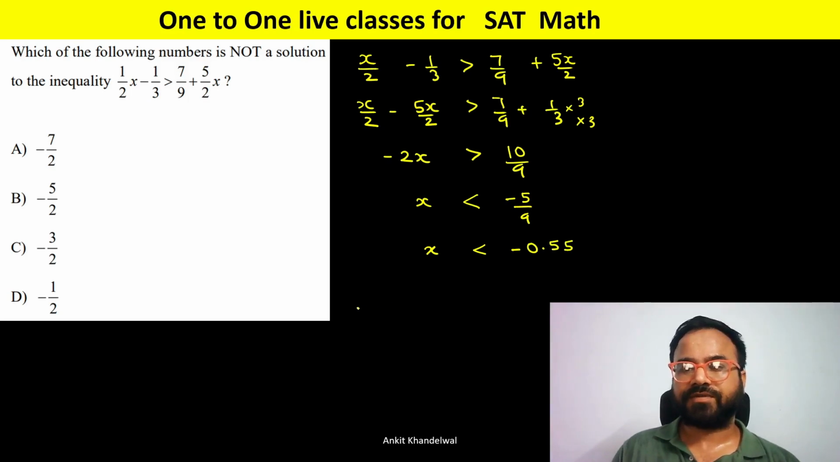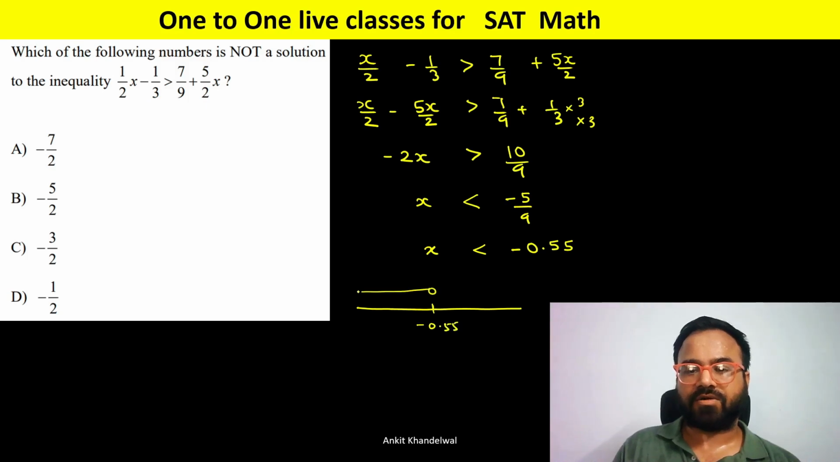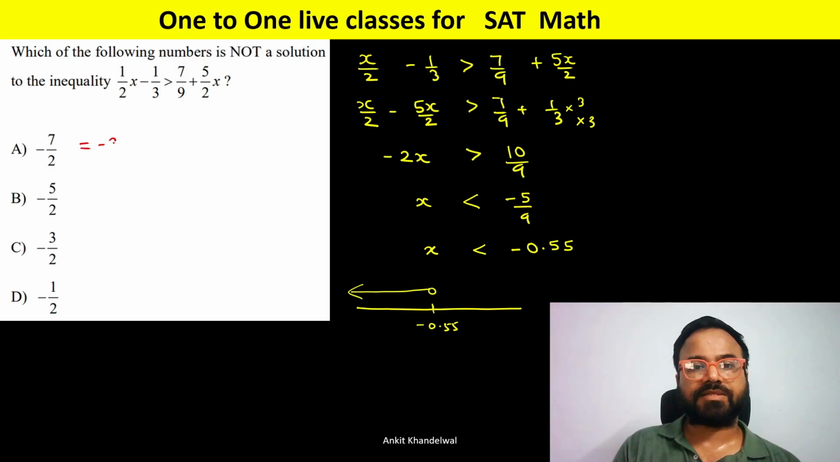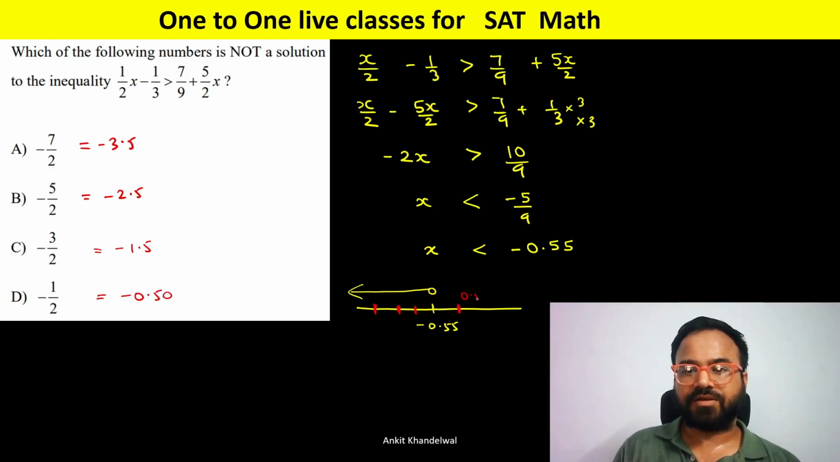On the number line, this is minus 0.55, and we are taking all the numbers on the left of it. Now let's look at these numbers. First of them is minus 3.5. Minus 3.5 will be somewhere over here, so it is part of the solution. Minus 2.5 will also be on the left of this, so that is part of the solution. Minus 1.5 is also on the left of it, so it is part of the solution. Minus 0.50 will be over here, which is not part of the solution. So this is our answer. This is not a solution to this particular inequality.